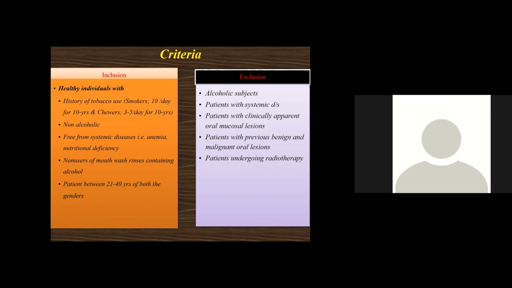While the exclusion criteria were alcoholic subjects, then any patient with systemic disease and clinically apparent oral mucosal lesions or previous benign and malignant oral lesions, or the patients who are receiving radiotherapy. Next.